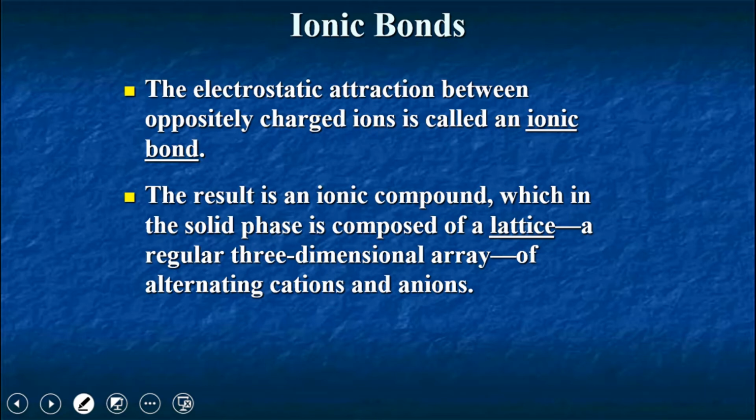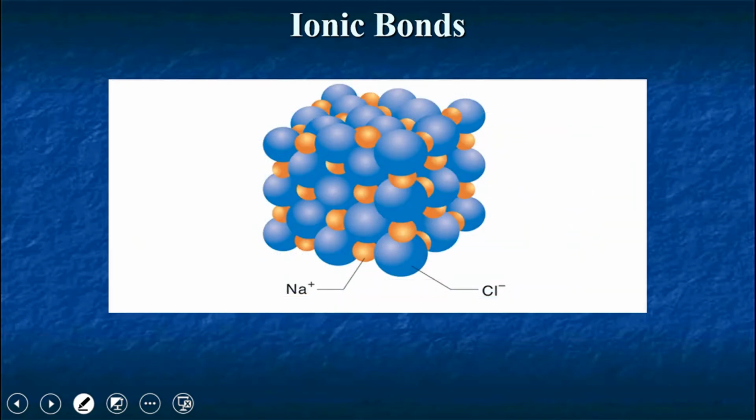And the result of these ionic bonds is what's called an ionic compound. Now, the ionic compound is going to be solid, first of all, and it's going to be composed of a lattice, which is a regular three-dimensional array of alternating cations and anions. Kind of like this. If I could look at a very tiny sample of a salt crystal, I would see the sodium and the chloride ions arranged in this very highly ordered format.